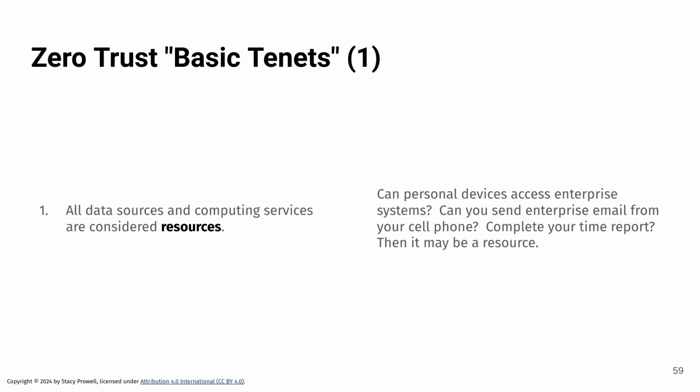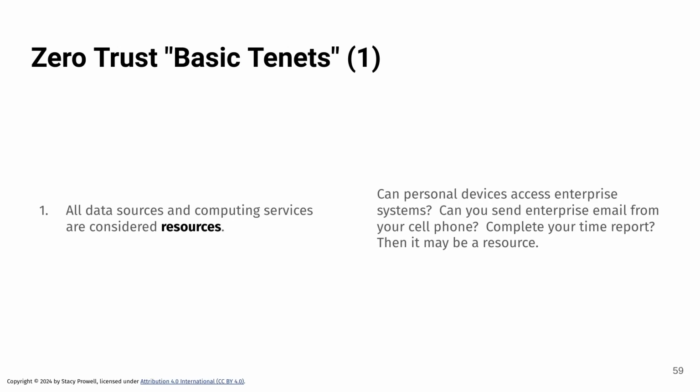This document lays out a set of basic tenets for zero trust. Before, we had 3 principles, and they were pretty straightforward. Now we're going to come up with these basic tenets that are hopefully going to help us. The first one is, all data sources and computing services are considered resources. So, okay, what does that mean? How do I operationalize that?